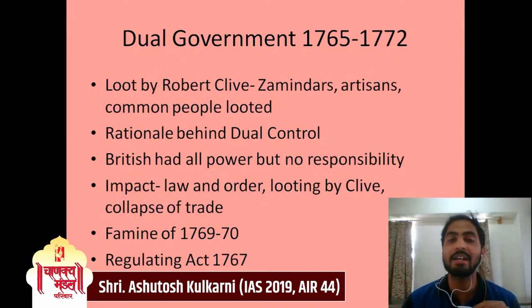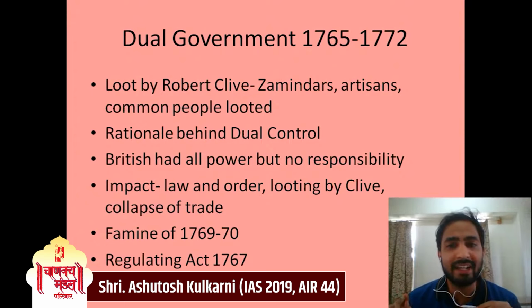They forced the artisans to sell their goods, finished products, textiles especially, cheaper to the British. So if I procure, say, a textile for 10 rupees in Bengal and I sell it for 5,000 rupees in Britain, whose profit is it? It is East India Company's profit. So there is complete loot that is going on in Bengal during this time of dual government, 1765 to 1772.